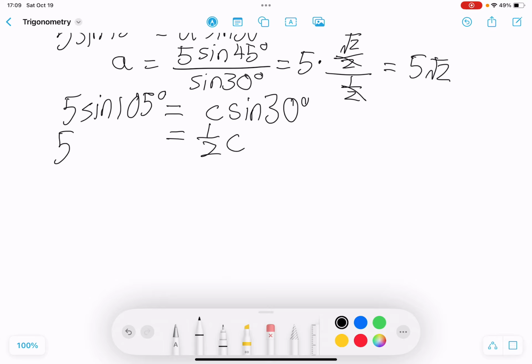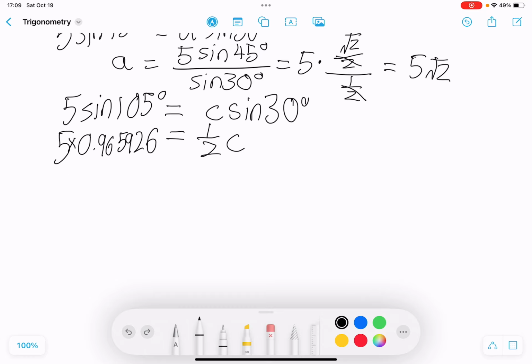Okay, sine 105 degrees. Wait, how do we write this in a fraction? Okay, this is just around 5 times 0.965925 if we round it up. So we divide both sides by 1/2, so we multiply both sides by 2 basically. We have 10 times this value over here.